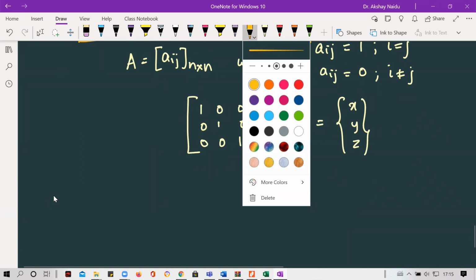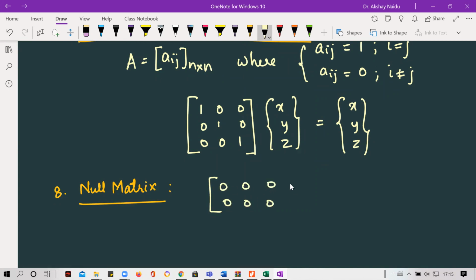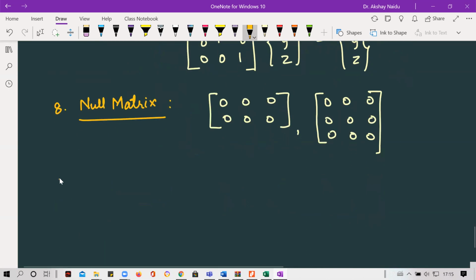So that's why this is called a unit matrix. All right. This is unit matrix or identity matrix. Then we have null matrix. This is easy to understand. All elements are zeros. It need not be a square matrix. It can also be a square matrix, but it need not be a square matrix. So this is null matrix.